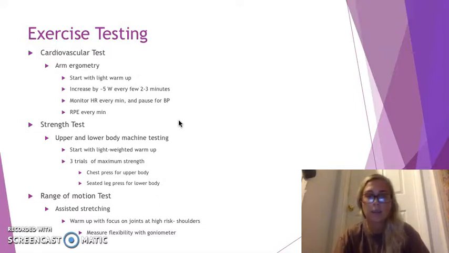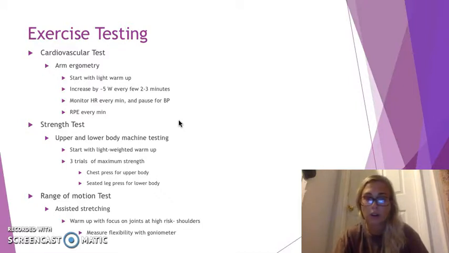Strength test, upper and lower body. So start with a light-weighted warm-up, and we're going to do 1 RM testing. So 3 trials for his maximum strength. I chose chest press for upper body and a seated leg press for lower body. And then a range of motion test, so kind of an assisted stretching.